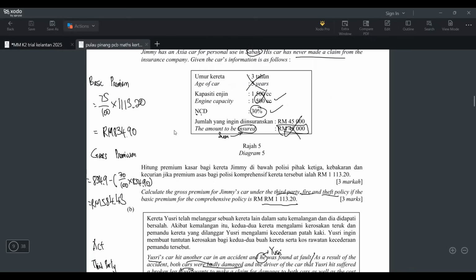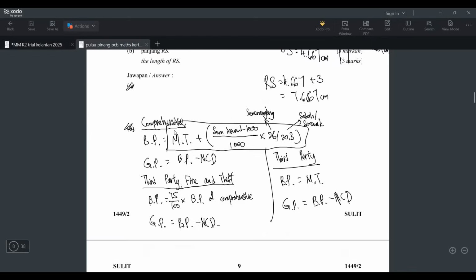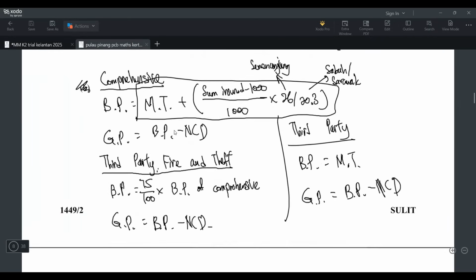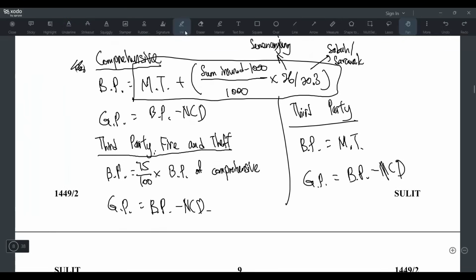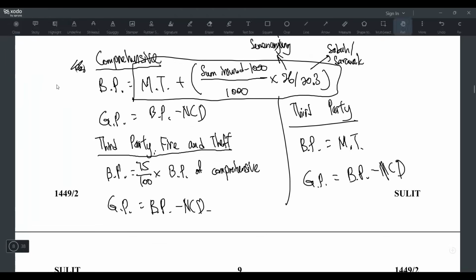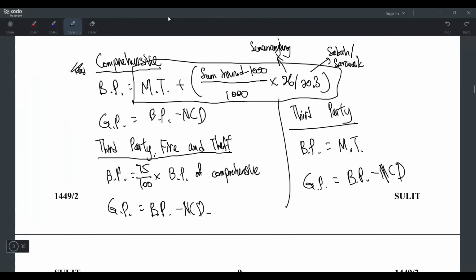Okay, so let's go through the formulas now. I will not go into the working for this. I'll just want this part only. Again, if you want the explanation for this Penang paper for the whole notes, just go to my Penang video. It's already on my YouTube. Alright, so for motor insurance, these are the formulas that you kena tahu. So dia ada 3 polisi yang boleh tanya: comprehensive, third party fire and theft, and the third party policy. For comprehensive policy, you kena tahu formula dia.